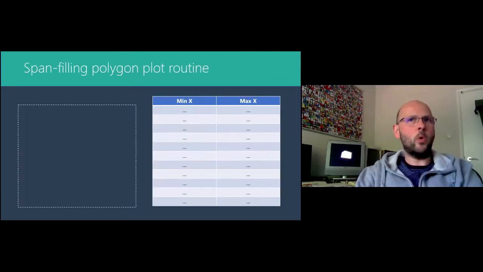For those of you who don't know how that works, I'll go very, very quickly through this. Essentially, you can use Bresenham's line algorithm to draw edges, but instead of drawing the edges in wireframe, you essentially just draw the coordinates into a table.